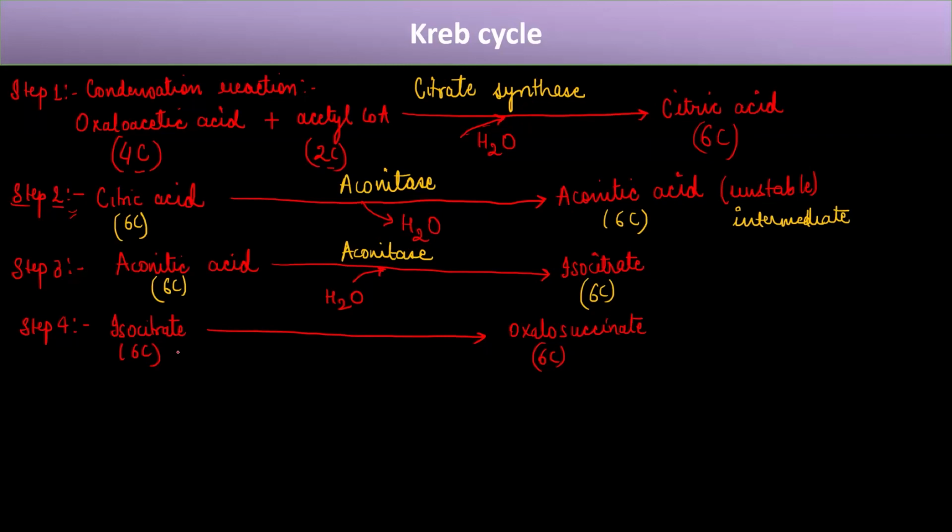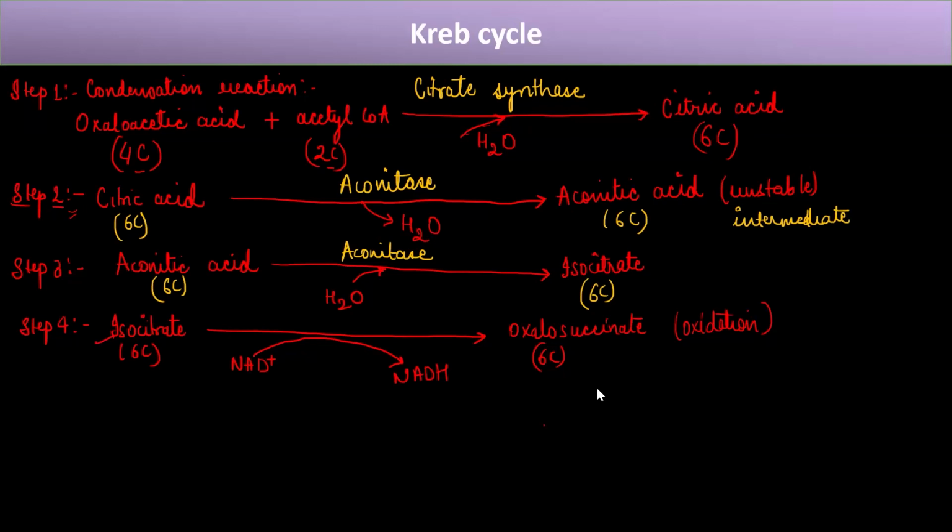Okay. Here what is happening? Now, here comes the utilization of NAD plus. So this isocitrate, in the presence of NAD plus, gets converted into oxalosuccinate. So here this NAD plus is getting reduced and this isocitrate is getting oxidized to form oxalosuccinate. So there is oxidation of isocitrate to oxalosuccinate.